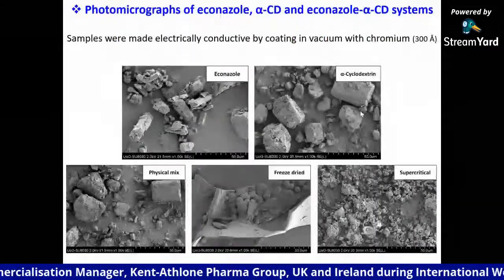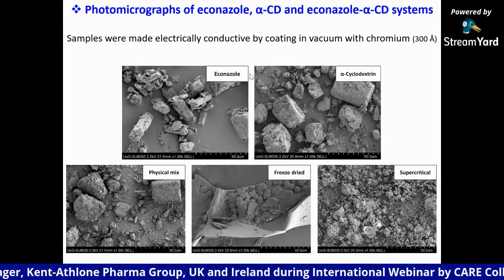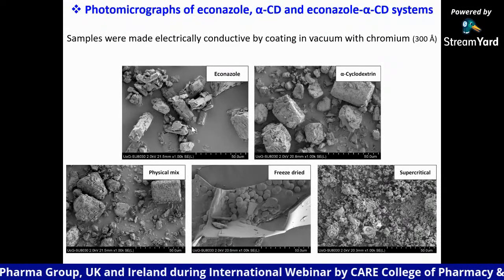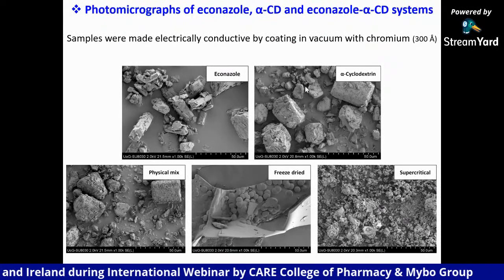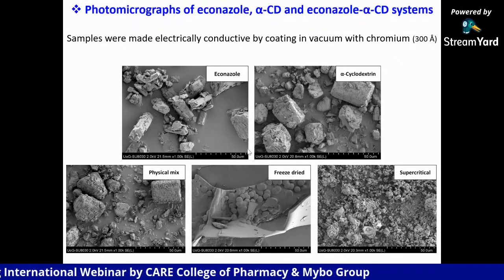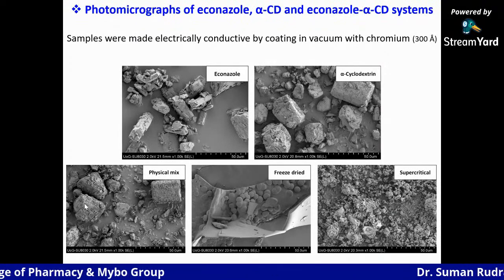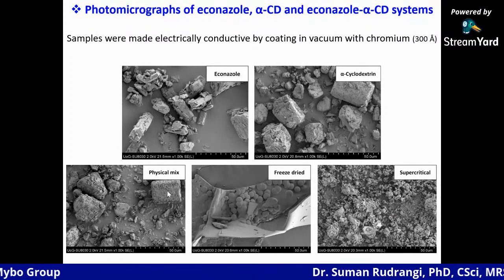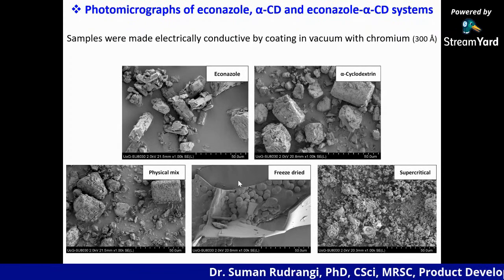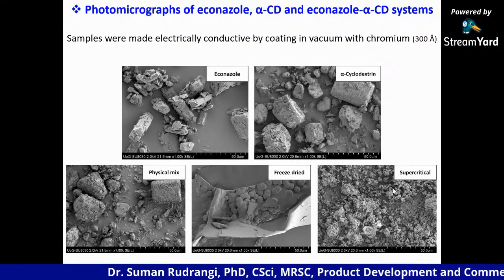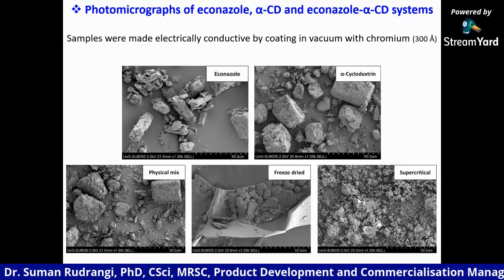So in the previous slide, we have shown that econazole is highly crystalline. In the same way, alpha cyclodextrin is highly crystalline, and the physical mixture has a mixture of both components, so we can see all the crystalline pieces. Whereas freeze-dried showed glassy shards and supercritical showed aggregates or amorphous dispersions, right?